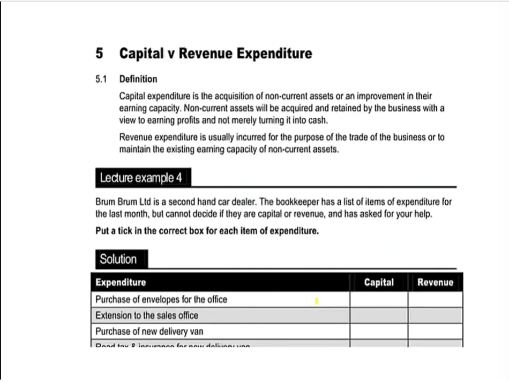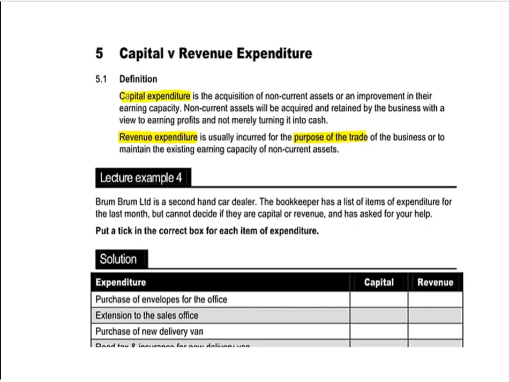The next area to consider is the categorization of expenditure. So whether it is capital expenditure or whether it's revenue expenditure. Revenue expenditure, first of all, then, is the sort of things that we've been considering so far when we've been purchasing materials, because these are bought for the purpose of the trade or the business and to maintain the earning capacity. So if you've got machinery, you need to purchase raw materials in order to produce output.